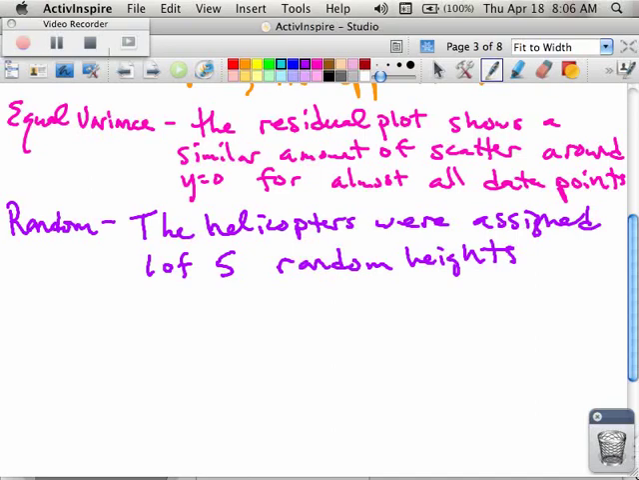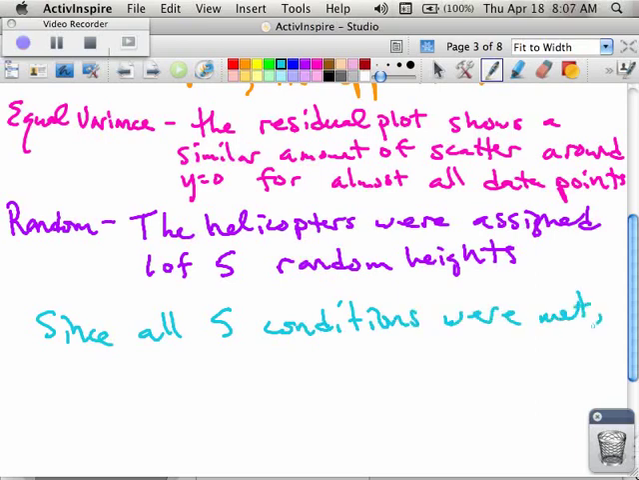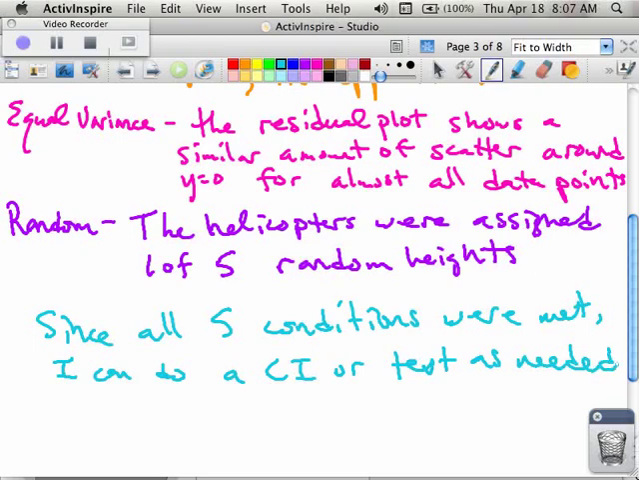So if I were drawing a conclusion about all this stuff, I would say since all 5 conditions were met, I can do a confidence interval or test as needed. So if they want me to do either one, whether it's a confidence interval or a test of significance, I can do either one, it doesn't matter. All my 5 conditions are ready to go.